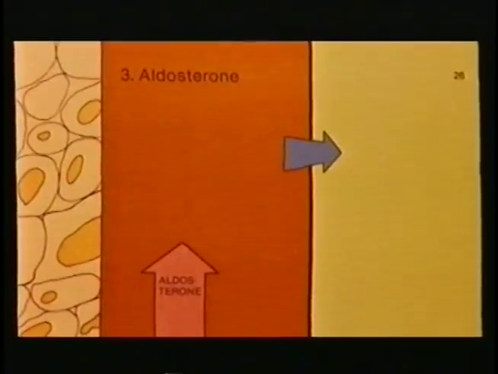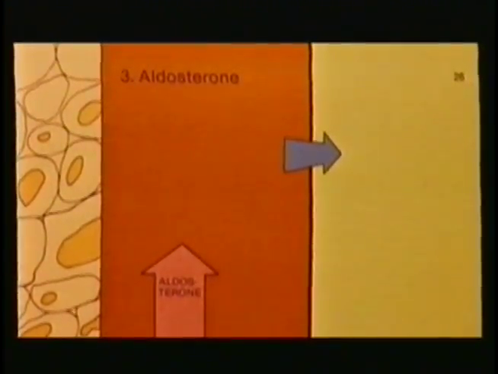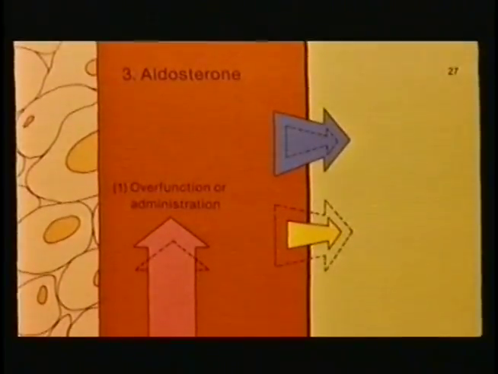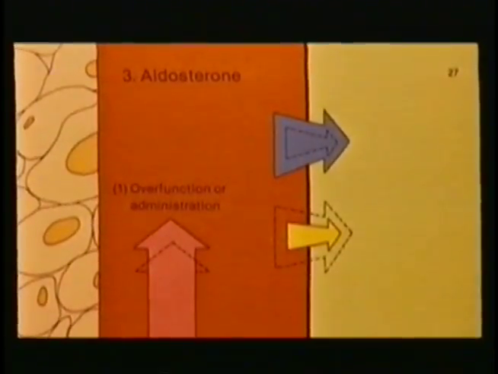26. The third factor influencing renal potassium excretion is aldosterone. If the plasma concentration of the adrenal mineralocorticoid hormone, aldosterone, changes, renal potassium excretion changes. 27. The first way in which aldosterone levels can be increased is by the primary overfunction of the adrenal cortex, or by the administration of mineralocorticoid hormones. In situations where there is an initial increase in circulating aldosterone, potassium excretion is increased. At the same time, sodium excretion is decreased.